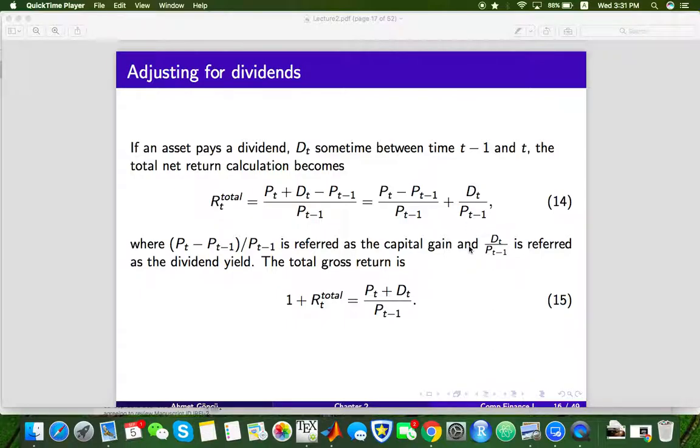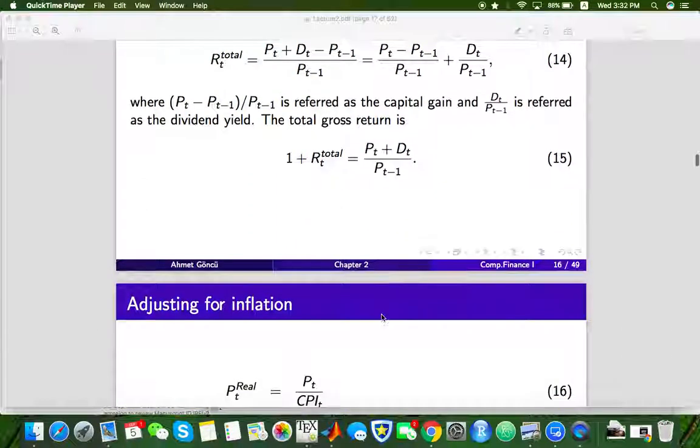So the total gross return is represented as P_t plus the dividend payments from t-1 to t, and we are dividing this by the previous time period's price at t-1.